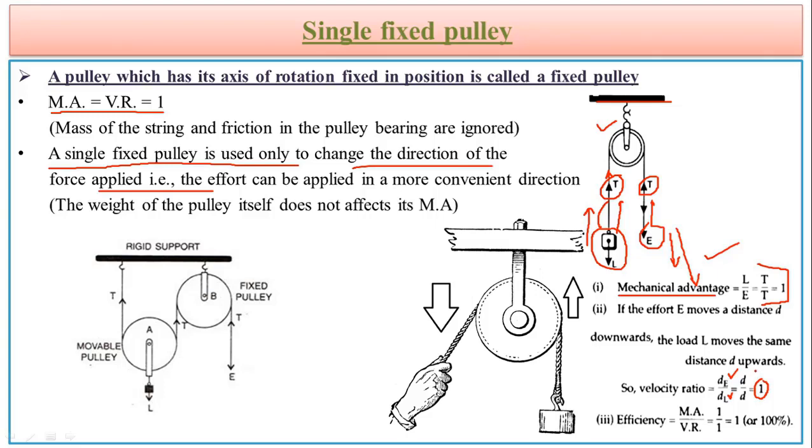When the mechanical advantage and velocity ratio are 1, then the efficiency of the machine is taken as 100%. But students, remember this, that this condition can only be observed in the ideal situation.